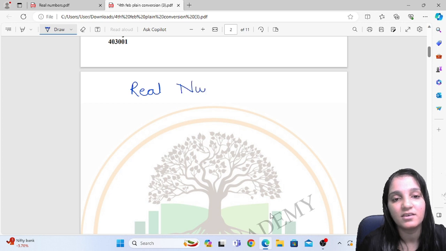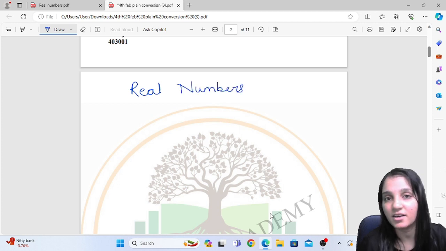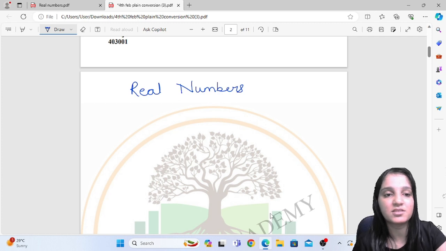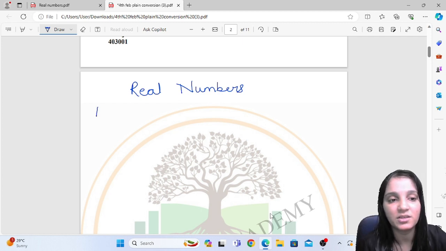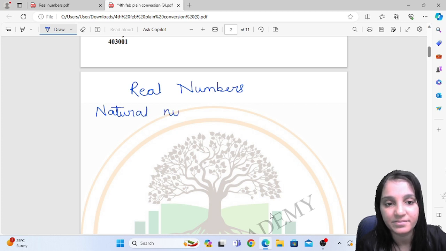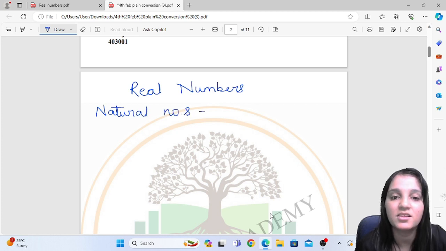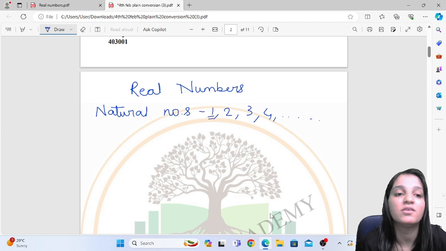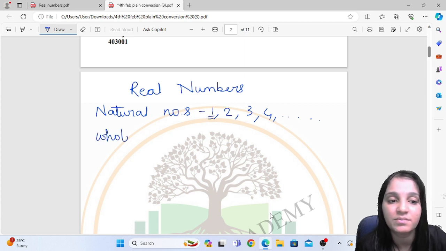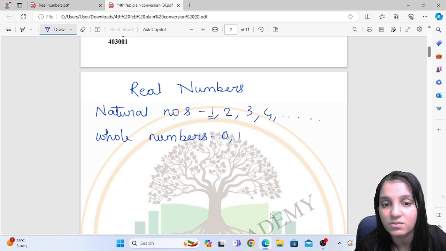Now, let us first get an introduction of the numbers. What are natural numbers? Natural numbers are the numbers which start from 1: 1, 2, 3, 4. The smallest natural number is 1. Then what are whole numbers? Whole numbers are the numbers which start from 0: 0, 1, 2, 3, etc.